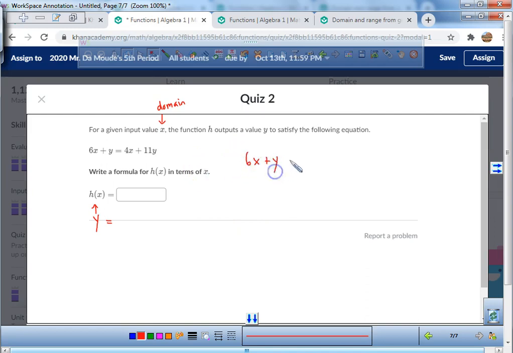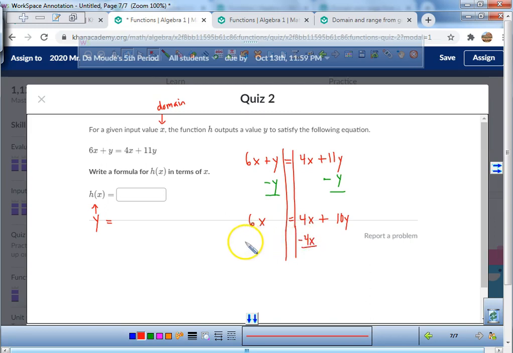6x plus y equals 4x plus 11y. There we go. We're going to solve for y. We've got to get all the y's to one side. All I'm going to do is take away a y and take away a y. And what does that leave me with? It leaves me with 6x equals 4x plus 10y's. So I got all the y's to one side of the equal sign. Now I'm just going to get all the x's to the other side. Take away an x. Take away an x. Looks like I got a total of 2x's equal to 10y.